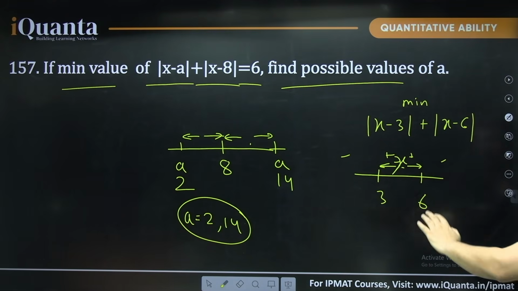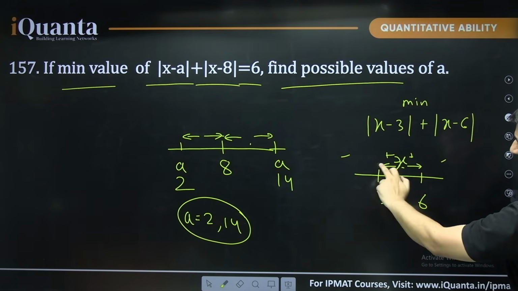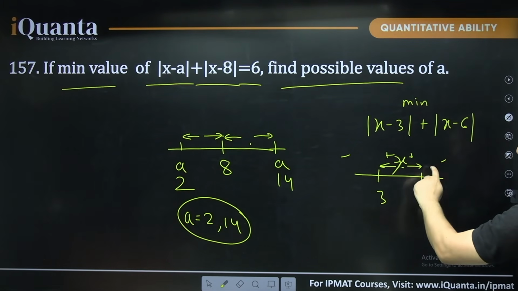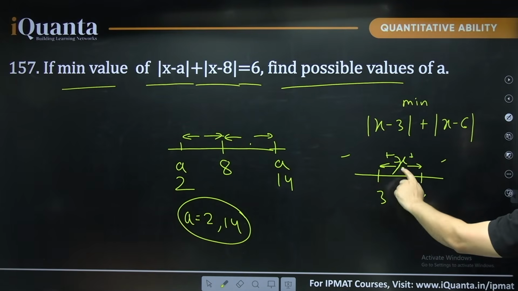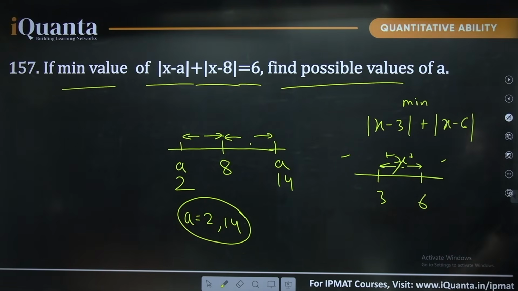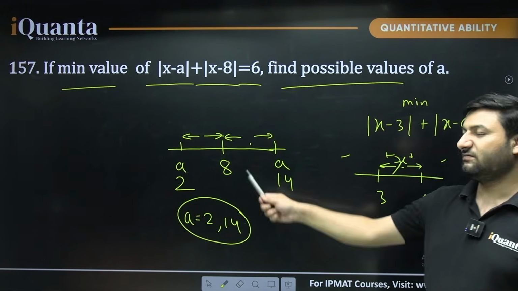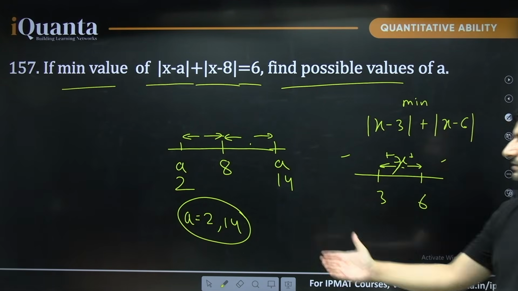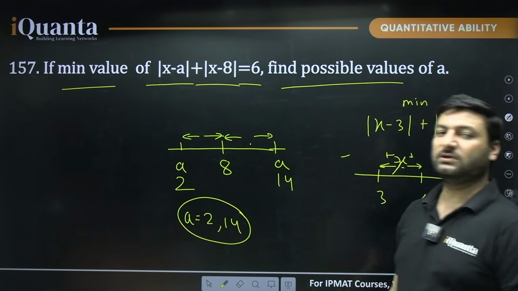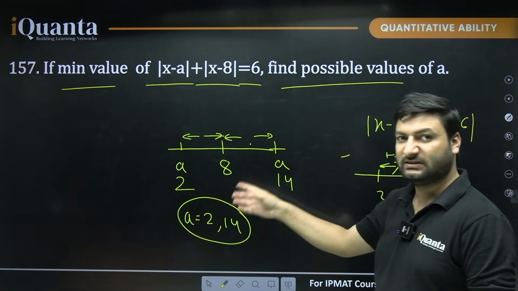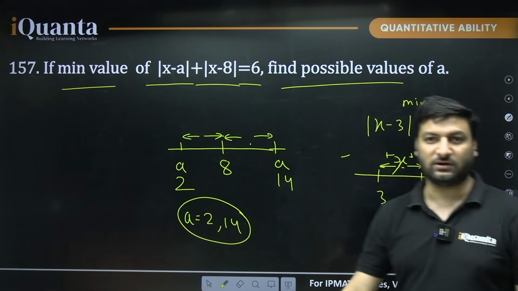These are the critical points. Obviously when x is here, the distance from 3 and the distance from 6 is more. If x is here, the distance from 3 and the distance from 6 is more. But when x is between 3 and 6, then the sum of distances of x from 3 and 6 is minimum, so that is the reason we have done this. It always lies between the two critical points. So from 8 we went 6 this side, 6 that side, we got 2 and 14, that's our answer.